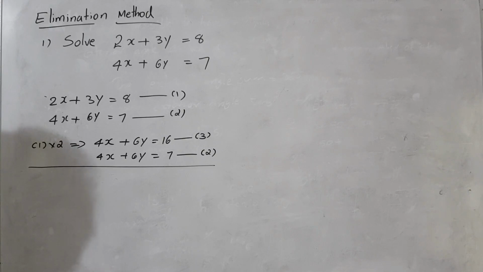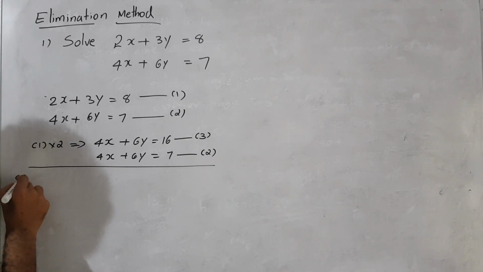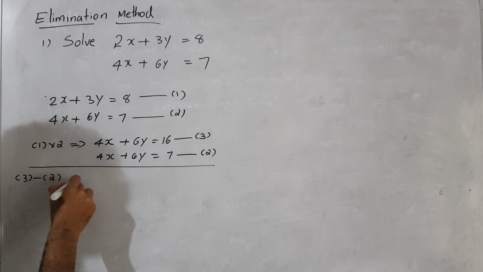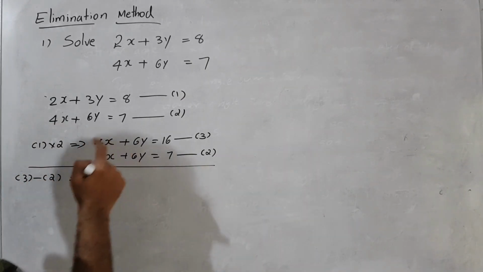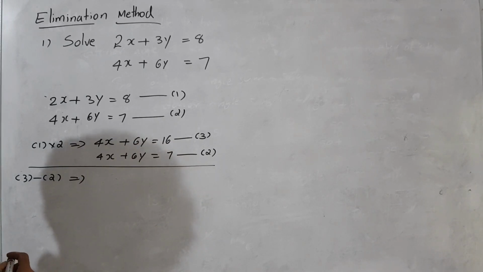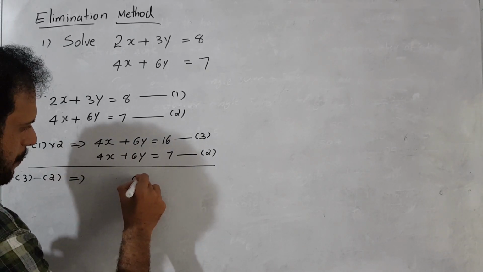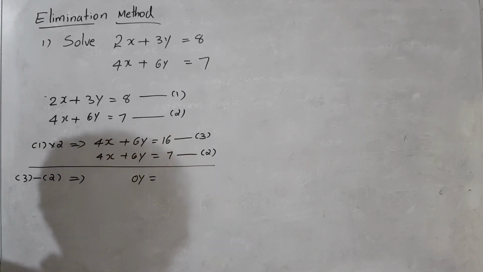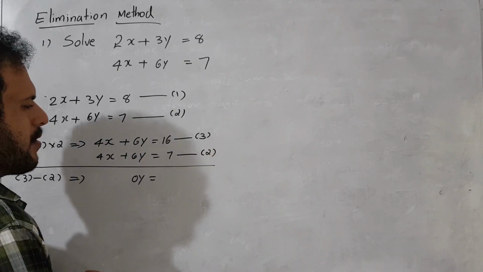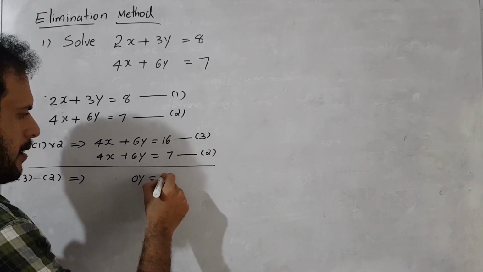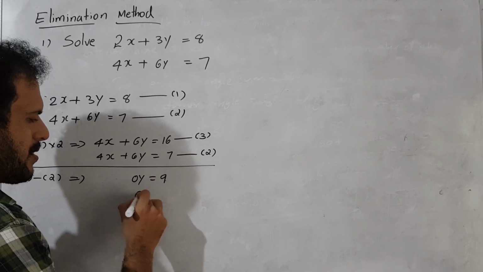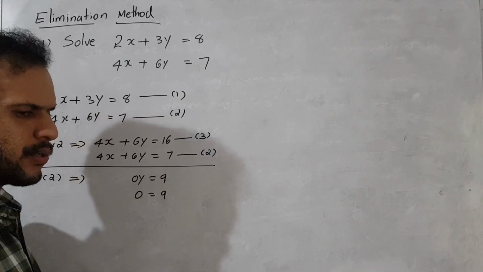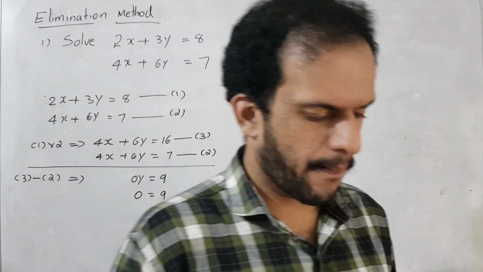The sign of x is equal here, so we subtract: equation 3 minus 2 implies 4x minus 4x, minus 6y. What is 6y minus 6y? That is 0y. And 16 minus 7, what is 16 minus 7? That is 9. So 0y is equal to 9. 0y means 0, so 0 is equal to 9. Correct? 0 is equal to 9.